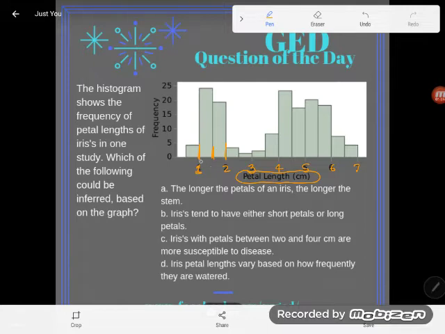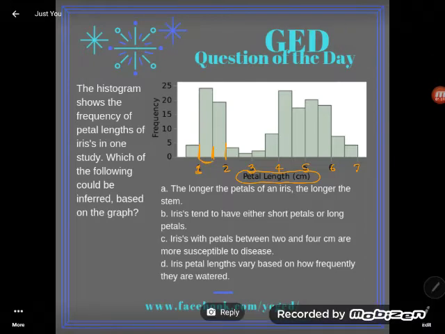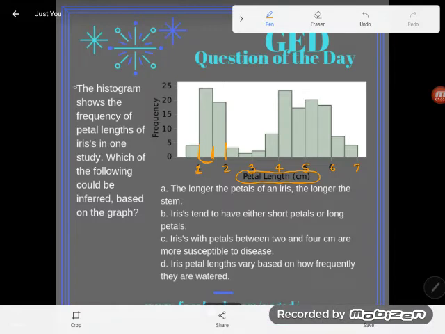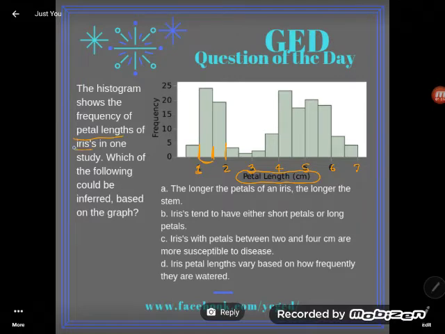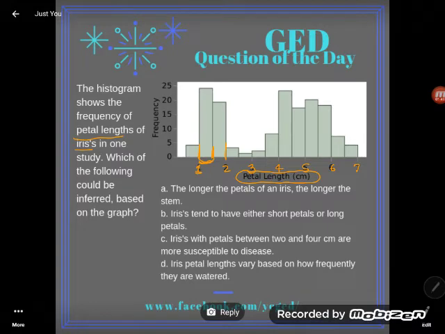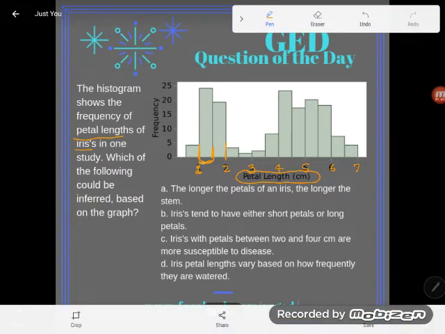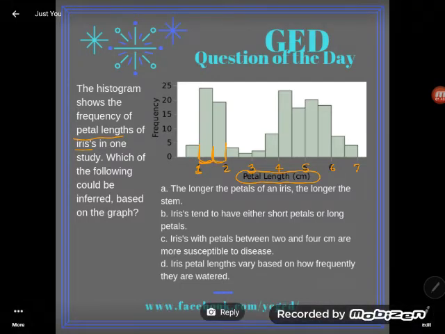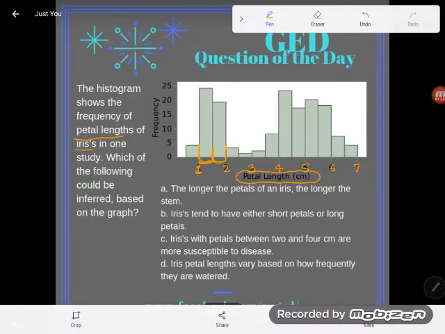So what does this bar represent? Let's read the directions here. It says the histogram shows the frequency of petal lengths of irises in one study. Okay, so basically this is all the flowers that have a petal length between 1 and 1.5 centimeters. We have continuous data. It just keeps flowing. And then here, that's all the ones between 1.5 and 2. So it's like these groupings, these categories of continuous information. Hopefully that makes sense.